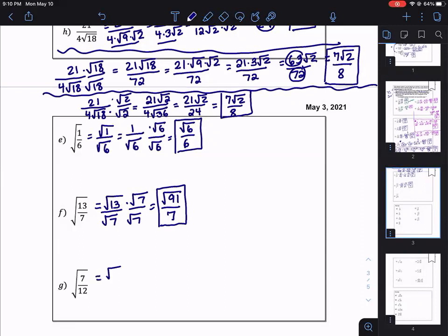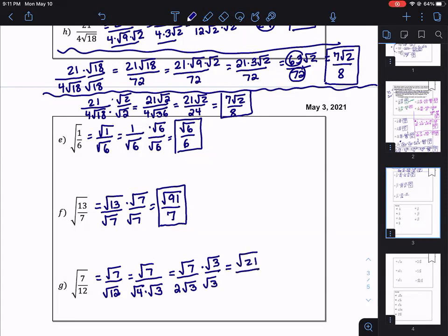And then the same deal with G, we have radical 7 over radical 12. Now you could rationalize right away, or the square root of 12 can be simplified first, and you know this is my preferred method. I can then rationalize using radical 3. I would get radical 21 over 2 times 3, which is 6. And I get radical 21 over 6. Okay, so there it is for you guys to take into account.